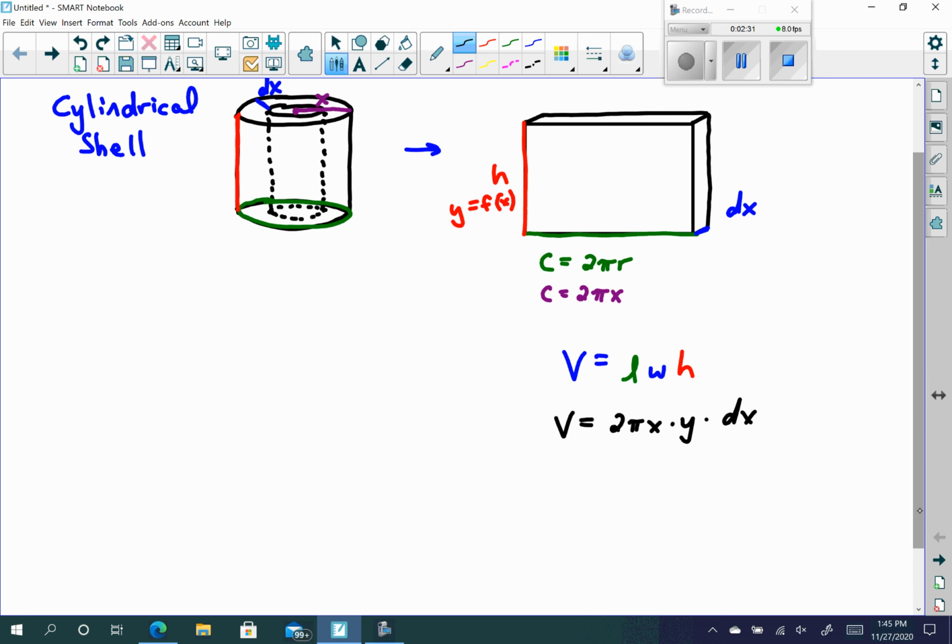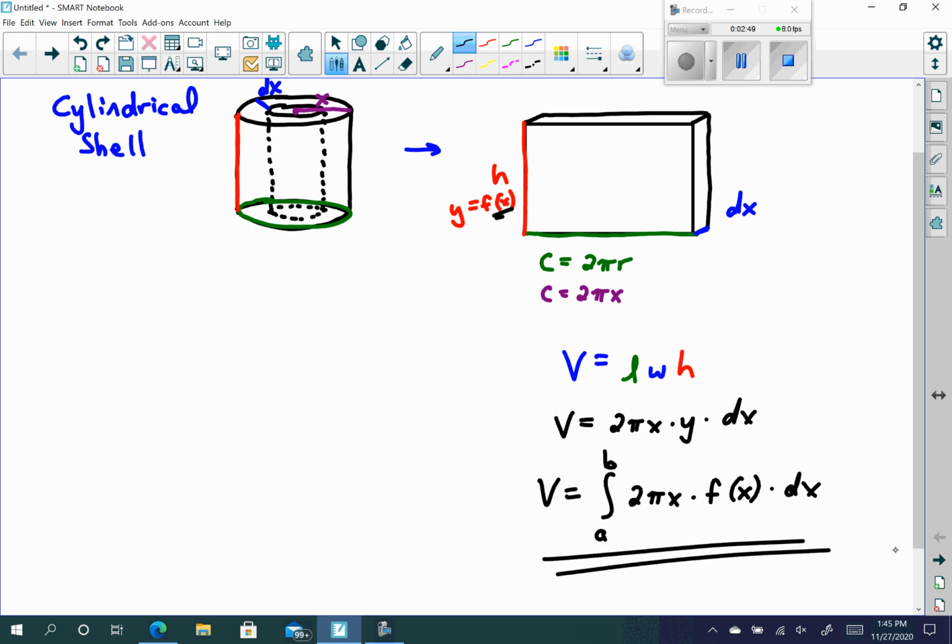Now translating this into calculus, because we're going to have a series of these, the volume is going to be the integral from a to b of 2 pi x, and instead of y, I'm going to use f of x, and then dx. So this is going to be the formula that we're going to use, and it's a little bit more straightforward. Like with the washer, we had to find the area of the outer circle and then the area of the inner circle, and that was a lot of work to do. So this could simplify our problems a little bit.